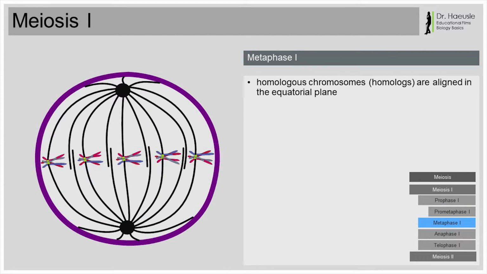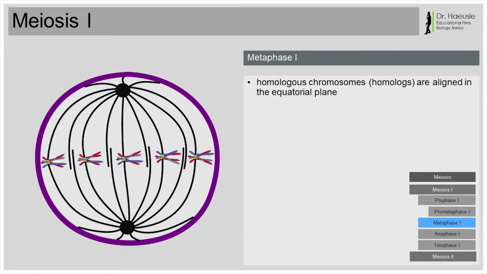During metaphase 1, the chromosomes line up in the equatorial plane of the cell. The crucial difference to mitosis is that the homologs arrange as pairs. It is left to chance which of the two homologs of each pair is placed on which side of the cell. In our sketch, the sides can be compared to southern and northern hemisphere of the globe.